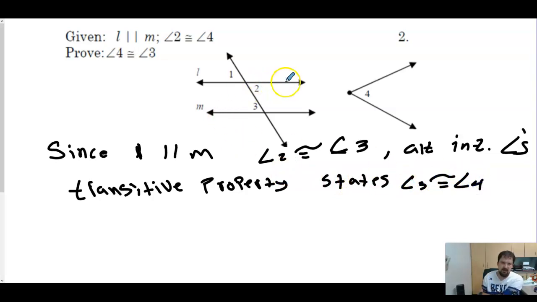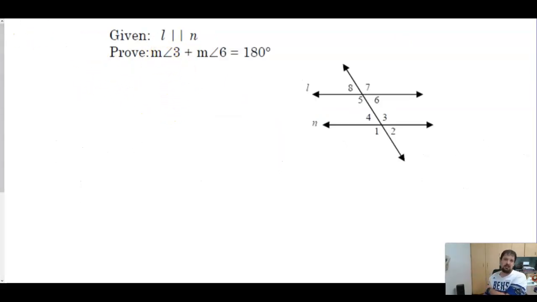So let me repeat that in case it didn't come out right. If 2 and 4 are congruent, and if 2 and 3 are congruent, then we know that 3 and 4 must be congruent. So we proved that 2 and 3 are congruent because of alternate interior angles. And since these two are congruent right here, and these two are congruent right here, 3 and 4 also must be congruent. So that's what we just proved. Okay, so let's try another one.